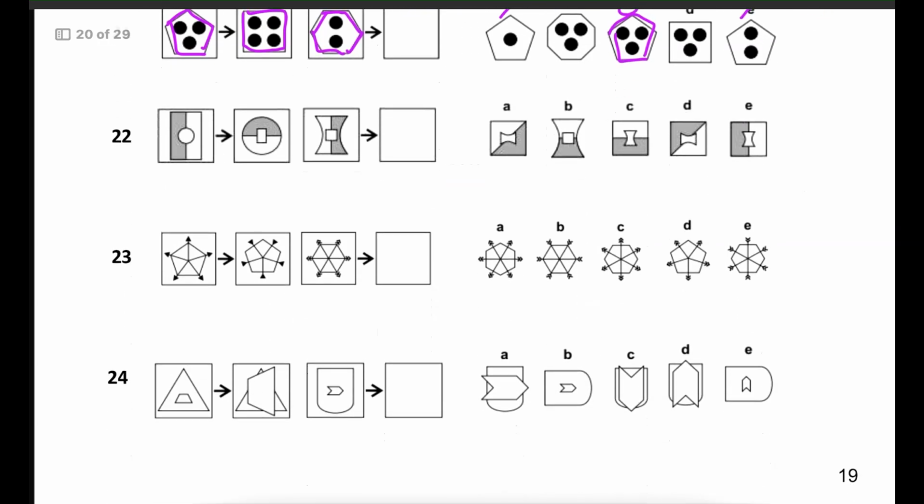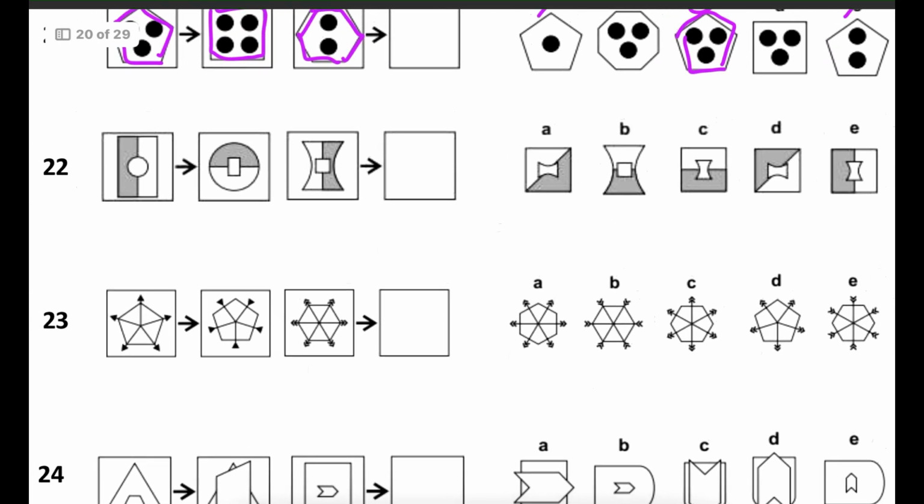Now on to question 22. So the inside shape and the outside shape have swapped here. So the circle was the inside, now it's outside. The rectangle was outside, now it's the inside shape. So here the square is now going to be the outside shape, and this shape will now be on the inside, like that.